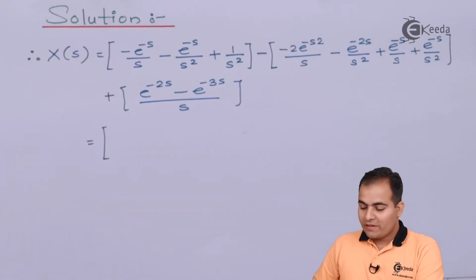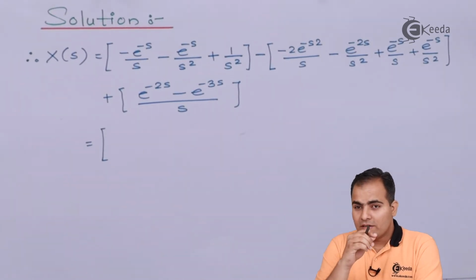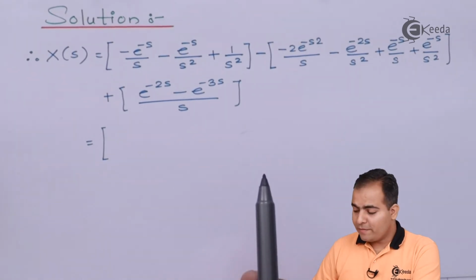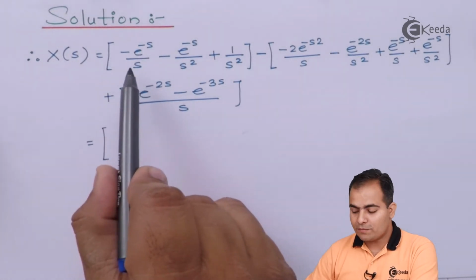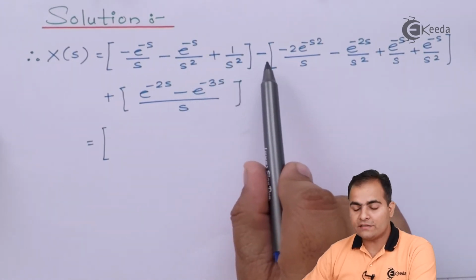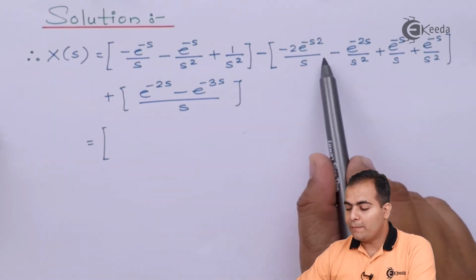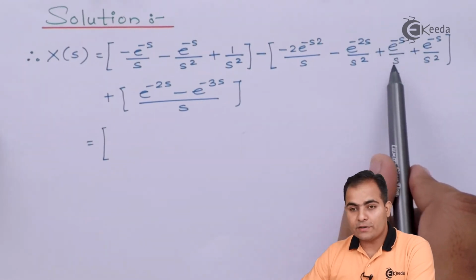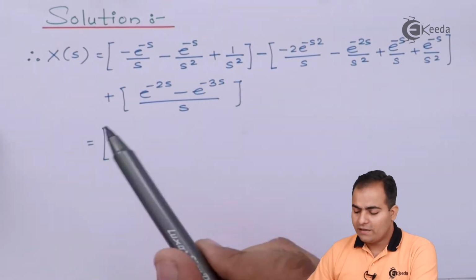Now basically I have substituted all the values in the earlier part. As well as I have arranged the terms by multiplying the minus sign inside this bracket, and what I get is minus of e to the power minus s upon s minus of e to the power minus s upon s square plus 1 upon s square, and in the second integration bracket we have minus of 2 e to the power minus 2s upon s minus of e to the power minus 2s upon s square plus 1 upon s square plus e to the power minus s upon s plus e to the power minus s upon s square, and the third bracket which we have already solved.